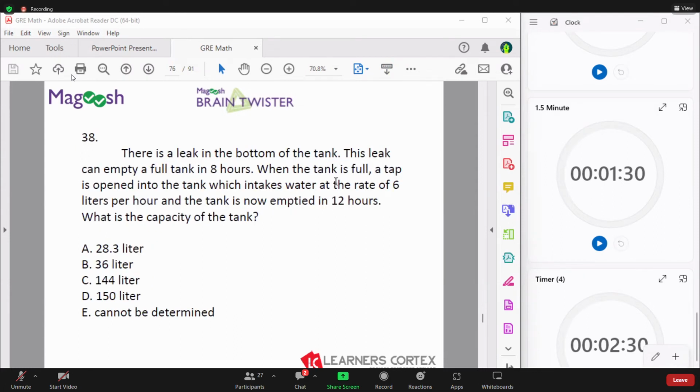There is a leak in the bottom of the tank. This leak can empty a full tank in 8 hours. When the tank is full, a tap is opened into the tank which intakes water at the rate of 6 liters per hour. And the tank is now emptied in 12 hours. What is the capacity of the tank? Did we discuss this question? Yes, sir, we discussed this. Okay, so anyone who still wants me to repeat this? Anyone of you? Okay.